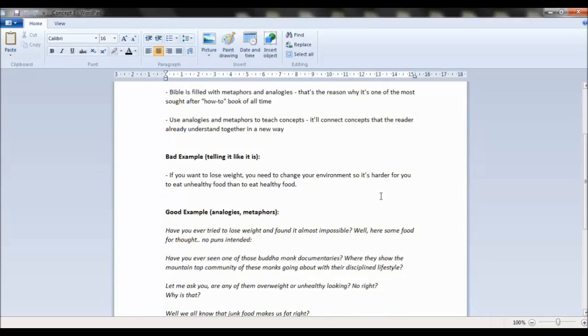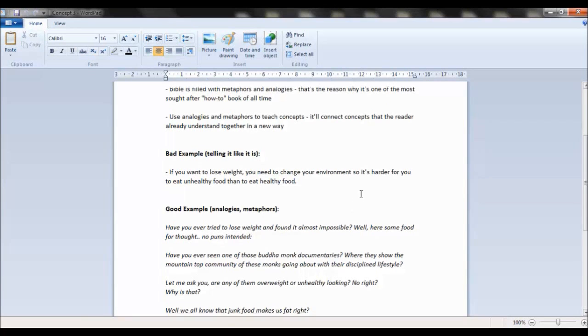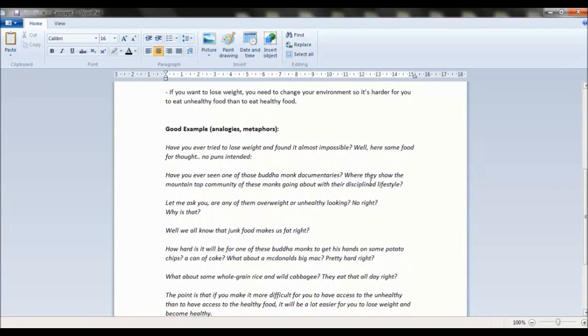The bad example, telling it like it is, is going to sound like this. If you want to lose weight, you need to change your environment so it's harder for you to eat unhealthy food than to eat healthy food. Okay, so that's a bad example. Now, a good example, using analogies and metaphors.